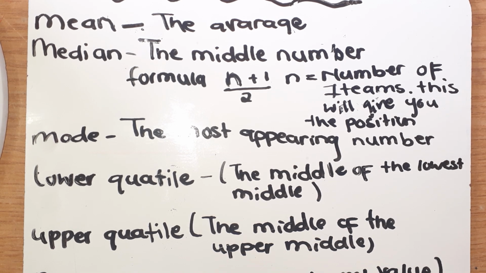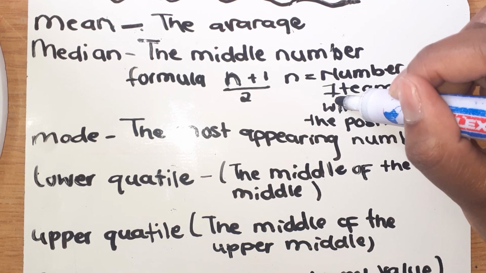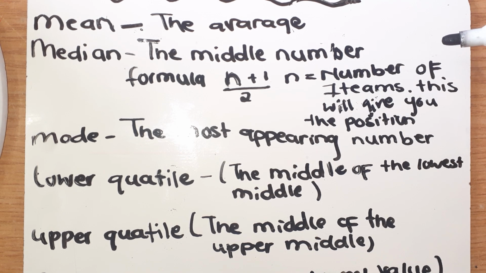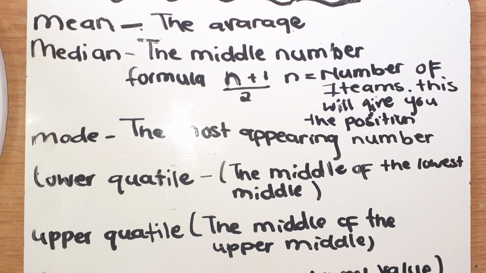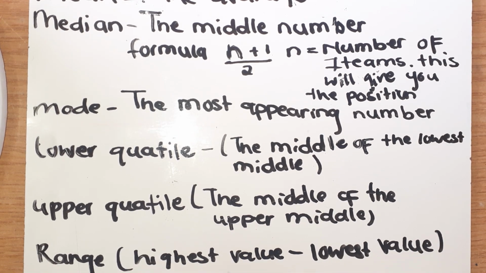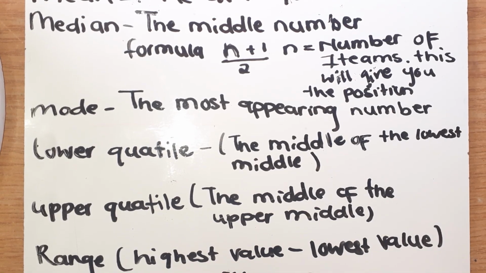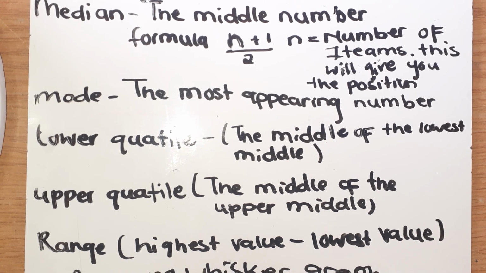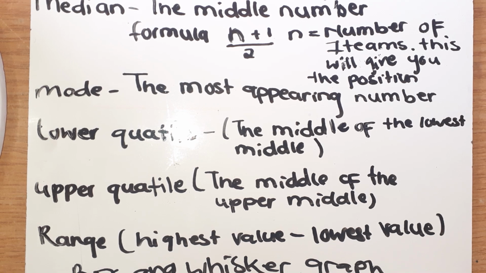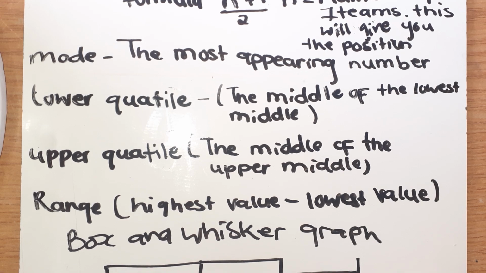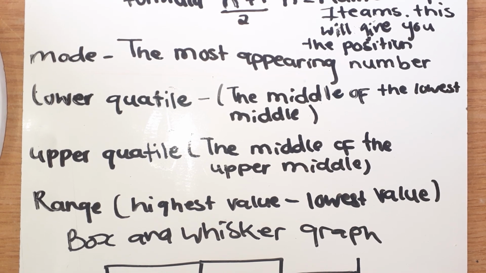If you are given a set of data and you have to find the median. So we also have to know the mode. The mode is the most appearing number. And again, the lower quartile. After identifying the median, you look at the numbers below it: the middle of the lower half is the lower quartile. You'll see when we do that. And you also have to know the upper quartile. That's the middle of the upper half.